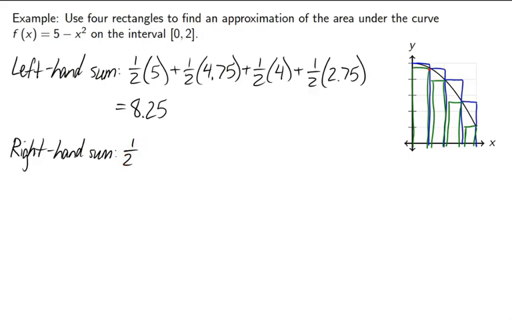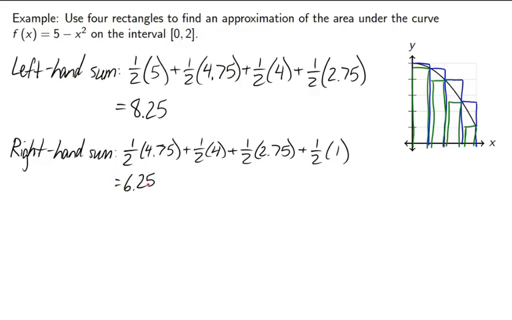The first one has the height of the second rectangle, what it used to be. So I get 4.75. The next one has a height of 4. The next one has a height of 2.75, just like this one was. And this one we'll have to calculate. It is at 2, where its y value is coming from. So if I plug 2 into here, I get 5 minus 4, which is 1. Putting this together, I get 6.25.